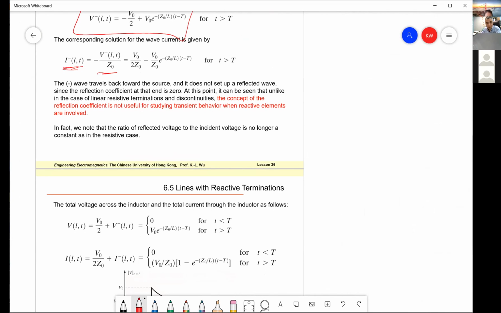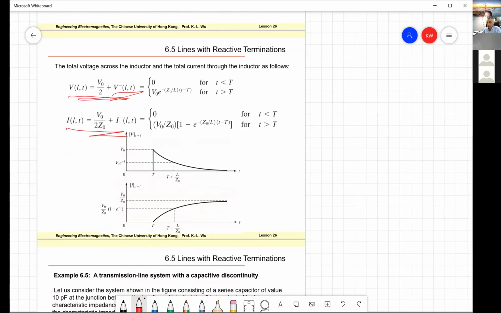We cannot simply apply the so-called reflection coefficient. We have no reflection coefficient applicable to a reactive component because we don't know how to derive it. The reflected voltage being proportional to the input voltage by the reflection coefficient is no longer valid for a reactive component. We have to solve the differential equation and apply the appropriate initial condition. We find the solution for both voltage and current.